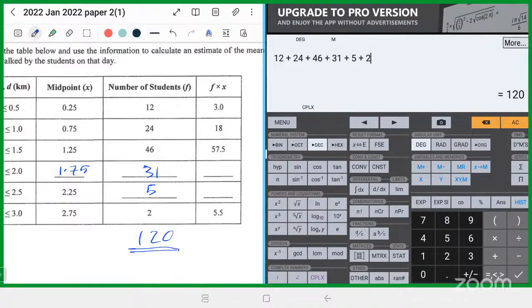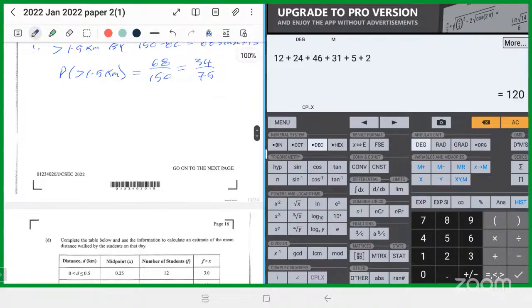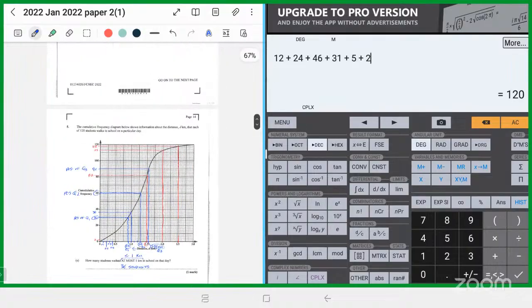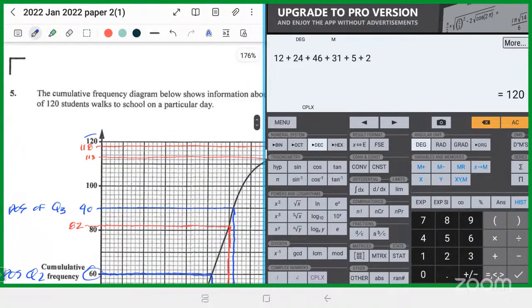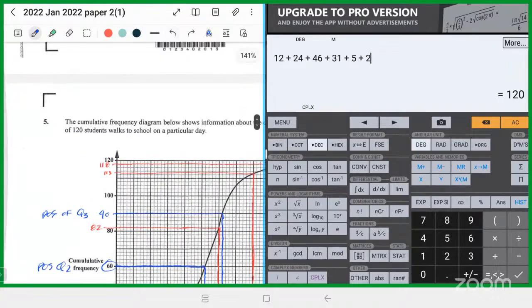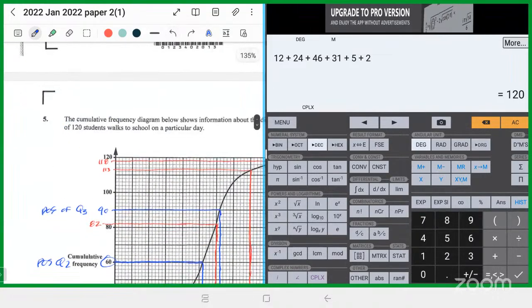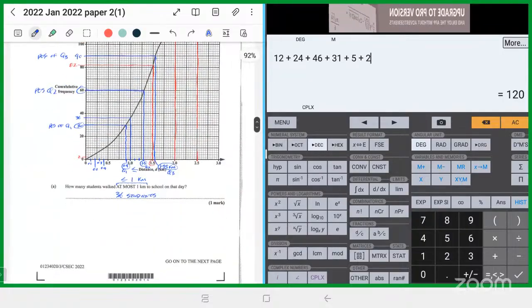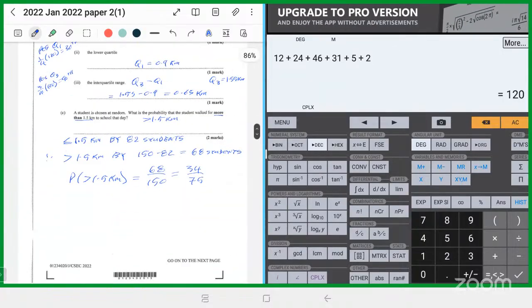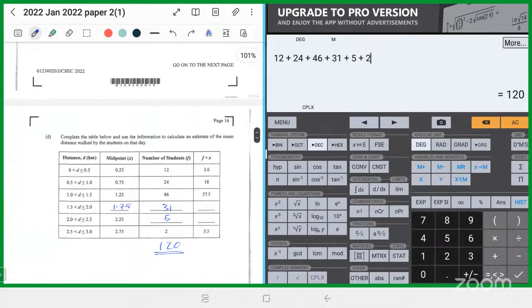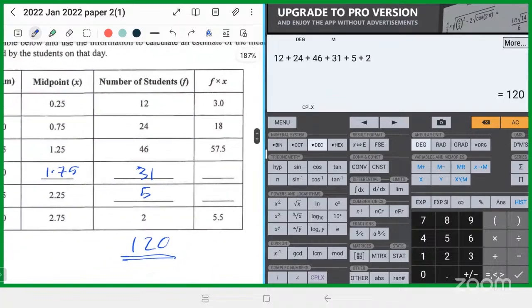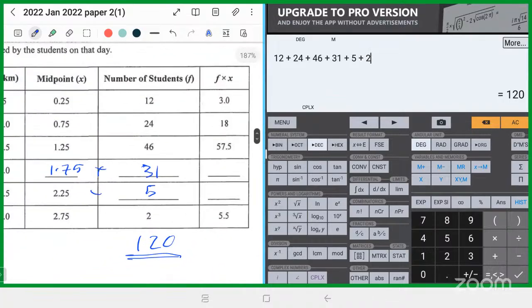120, yes, because I remember it was 120 students, right? See there. Highest cumulative frequency is 120. 120 students. I said 150, it should be 120. It is correct. And then now to complete this table, we need to be multiplying these values to get this and to get that. Let's do it on the table.